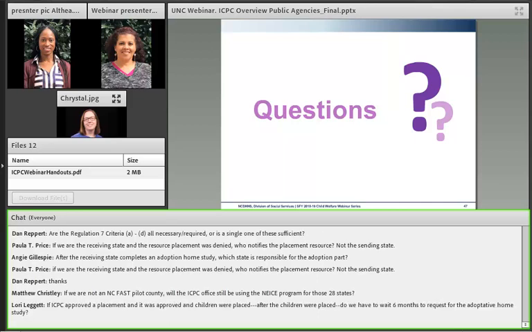I see one other question that I don't know we've answered. If we are the receiving state and the resource placement was denied, who notifies the placement resource? So if North Carolina or your DSS has completed a home study and is not able to approve that resource, you should notify that resource. Then you would send us the home study, and we will send that to the sending state.